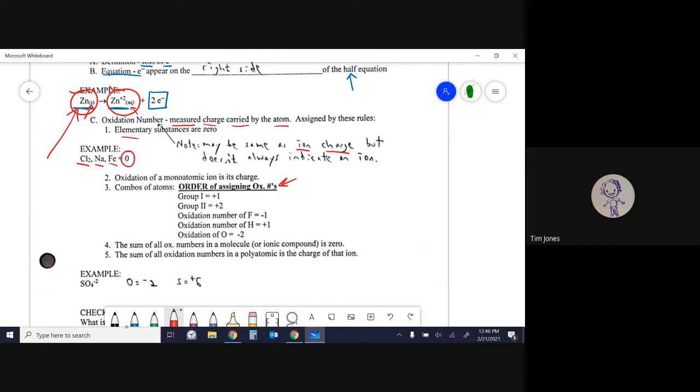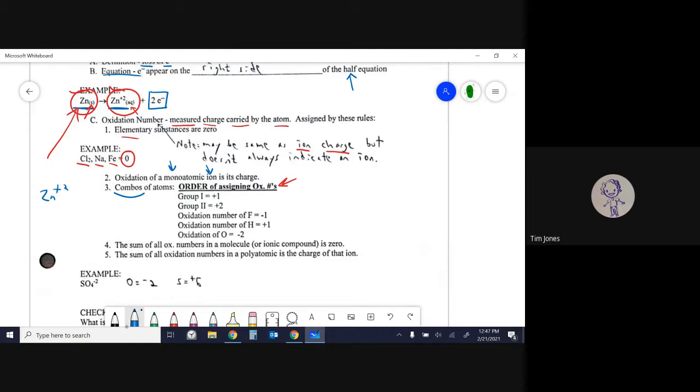If you have a single atom, monoatomic, and it is an ion, that is its charge. So an example would be what we saw above, the thing with the zinc. So zinc +2 would have an oxidation number of +2, and it also has a charge of +2. Now, when you have combos of atoms, this is where things get a little bit complicated. Follow this order when assigning them, because certain things are more insistent on having a particular oxidation number than other things.